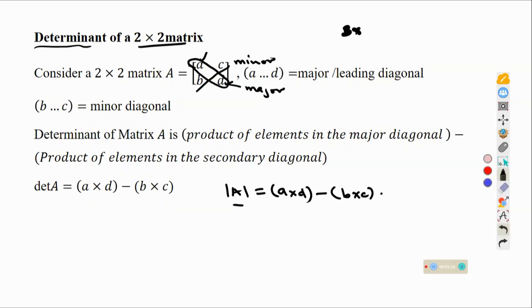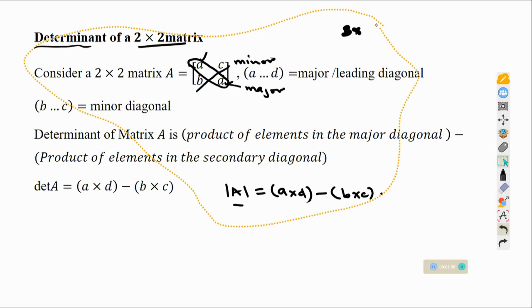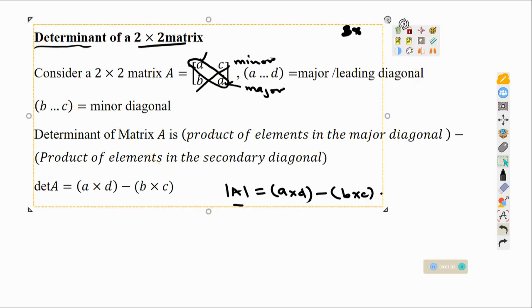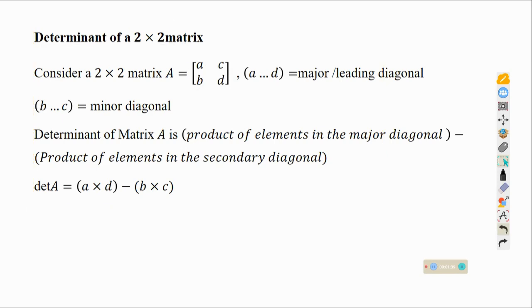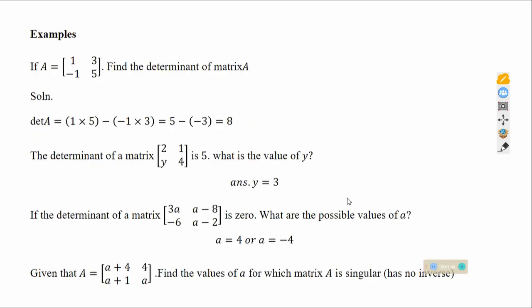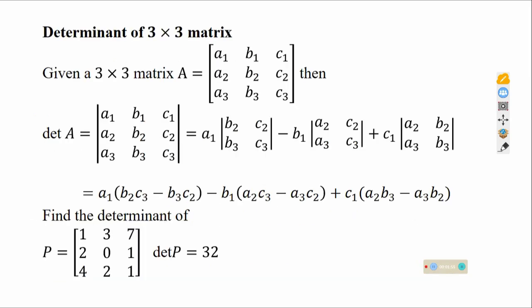Our interest today is to look at what we call the determinant of a 3 by 3 matrix. To look at the determinant of a 3 by 3 matrix, we shall still need to use the knowledge of the determinant of a 2 by 2 matrix. And I'm very sure that you already know how to find the determinant of a 2 by 2 matrix. So let us come to what we call the determinant of a 3 by 3 matrix.